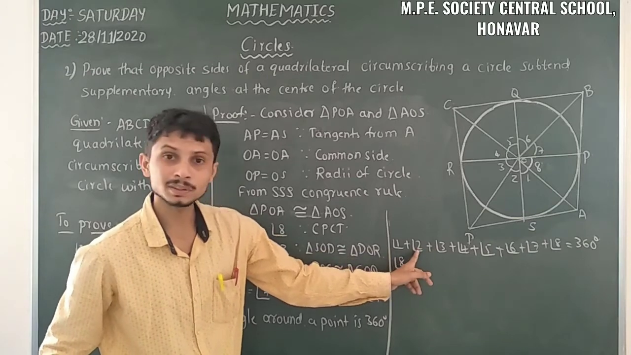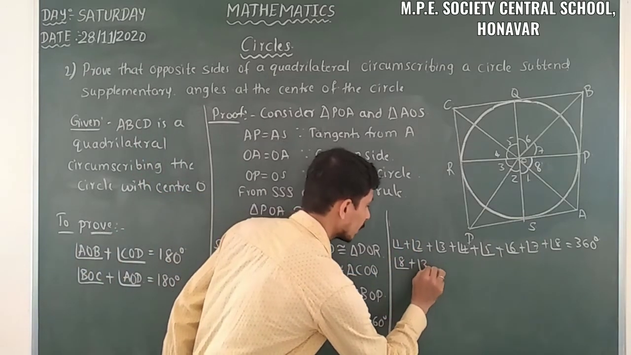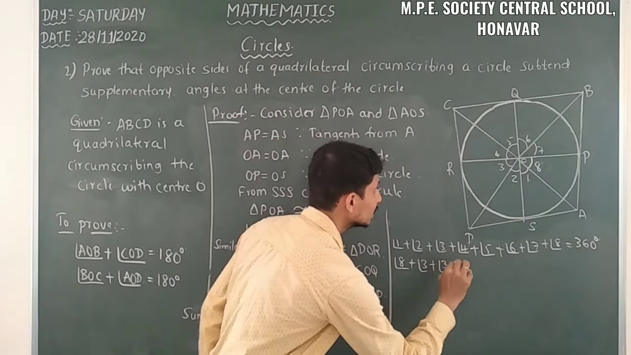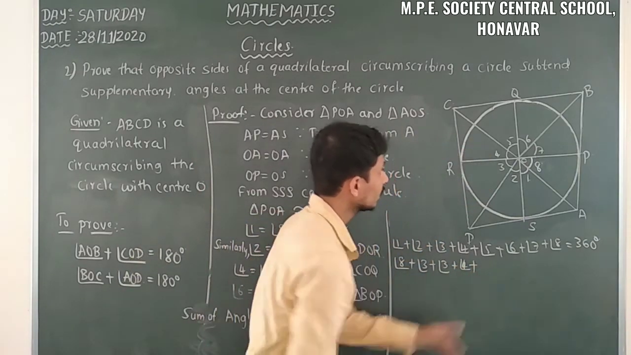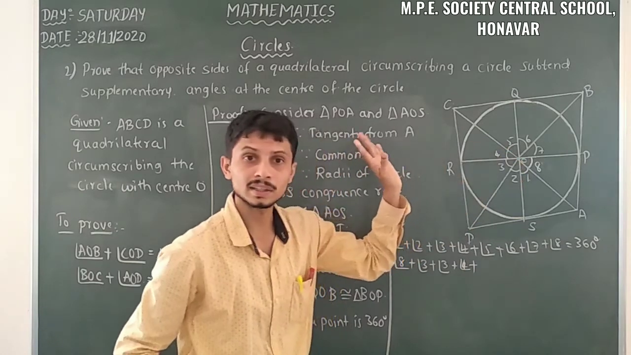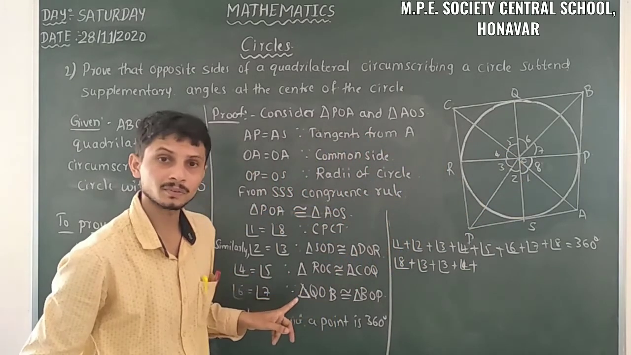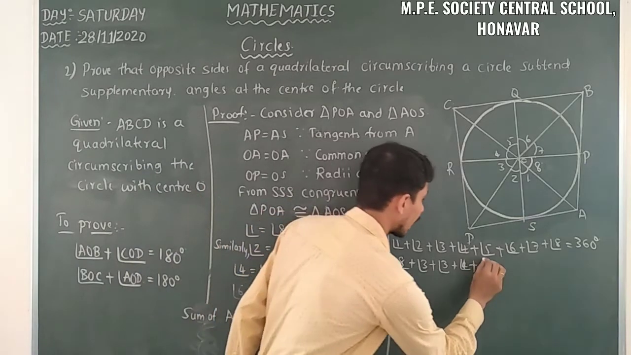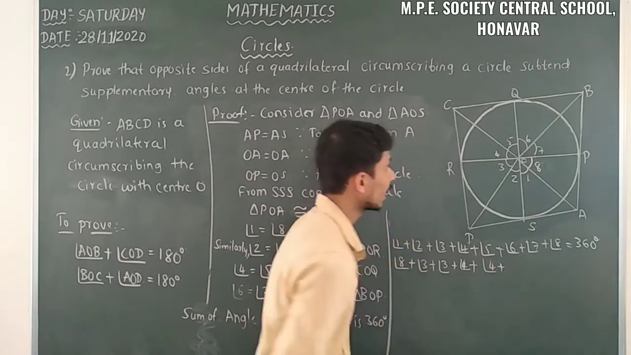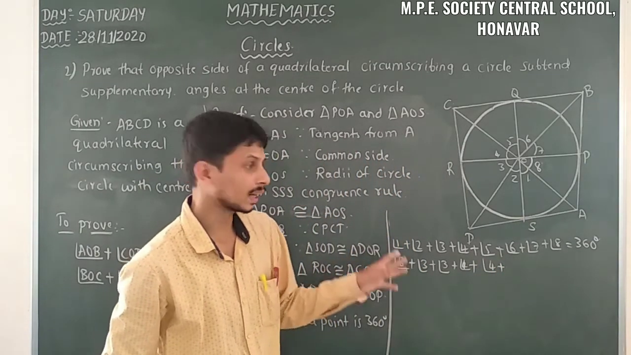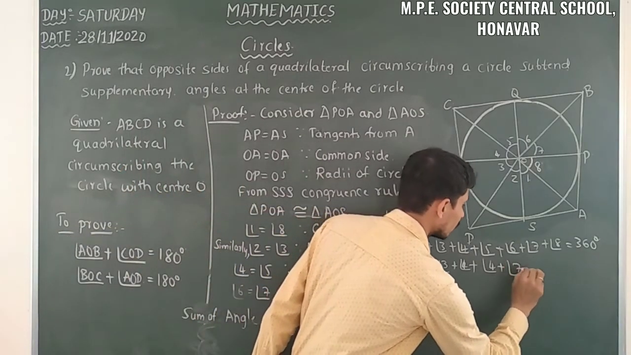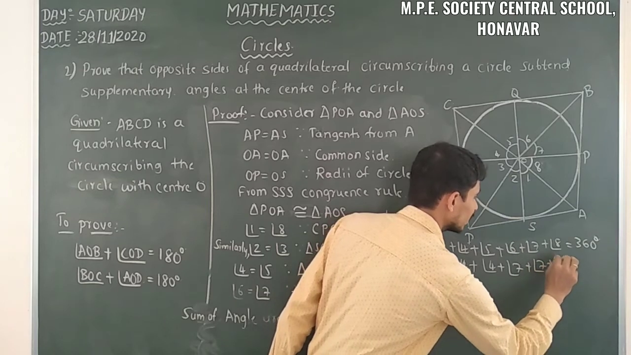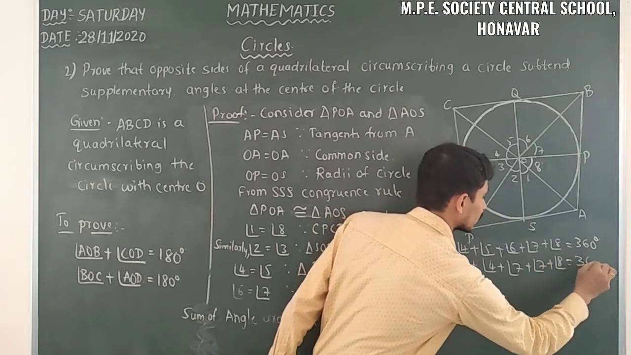And here we want angle 3, so we can express angle 2 in the form of angle 3. Angle 3 remains as it is. Angle 4 we want, so it remains as it is. Then angle 5 we don't want. We know that angle 4 is equal to angle 5, so we can insert angle 5 as angle 4. Then angle 6 we don't want, so we can express angle 6 as angle 7. Angle 7 remains as it is, and angle 8 remains as it is.